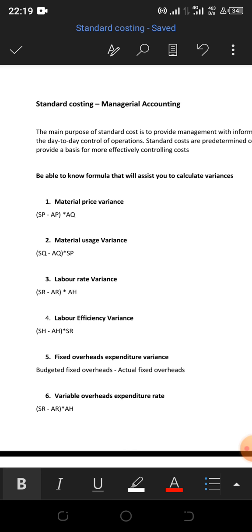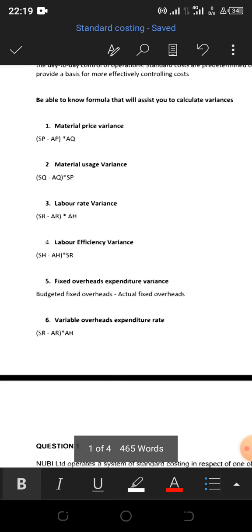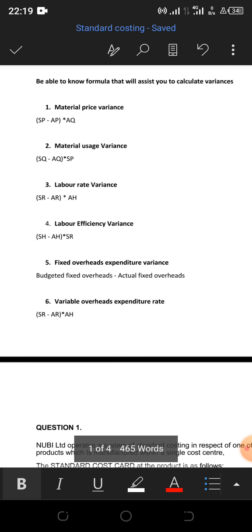All right. So we also have labor efficiency. Then we have standard hours minus actual hours. Then we have to multiply by standard rate.